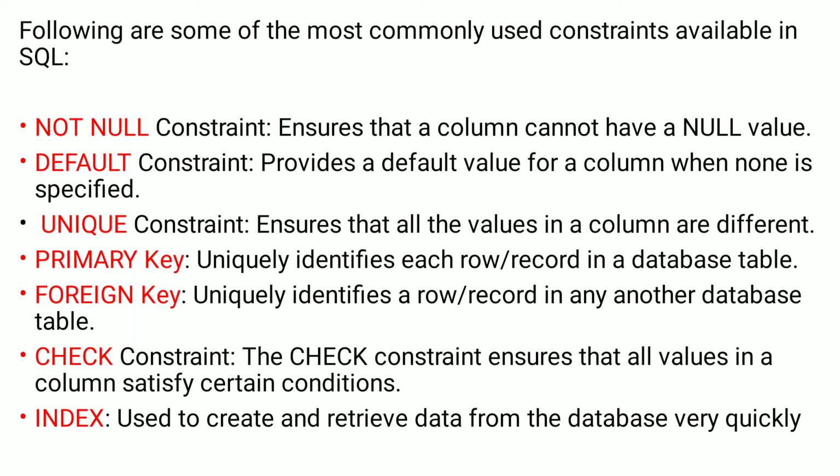Unique constraint. It ensures that all the values in a column are different. That is unique constraint. Fourth one is primary key constraint. It uniquely identifies each row or each record in a database table. That is primary key. Foreign key uniquely identifies a row or record in another database table, known as foreign key constraint. Next one is check constraint. The check constraint ensures that all the values in a column satisfy certain conditions. That is known as check constraint.